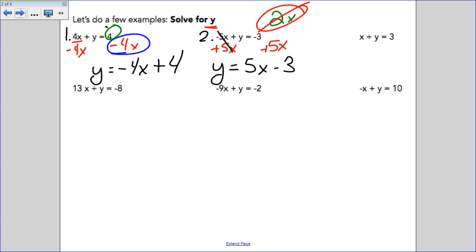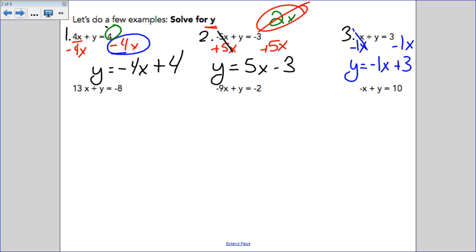Okay, let's try our third one. X plus y equals 3. If I want to solve in terms of y, what needs to move? Right, our positive x, so let's subtract 1x from both sides. These ones cancel. What is my new equation? Good, y equals negative 1x plus 3.